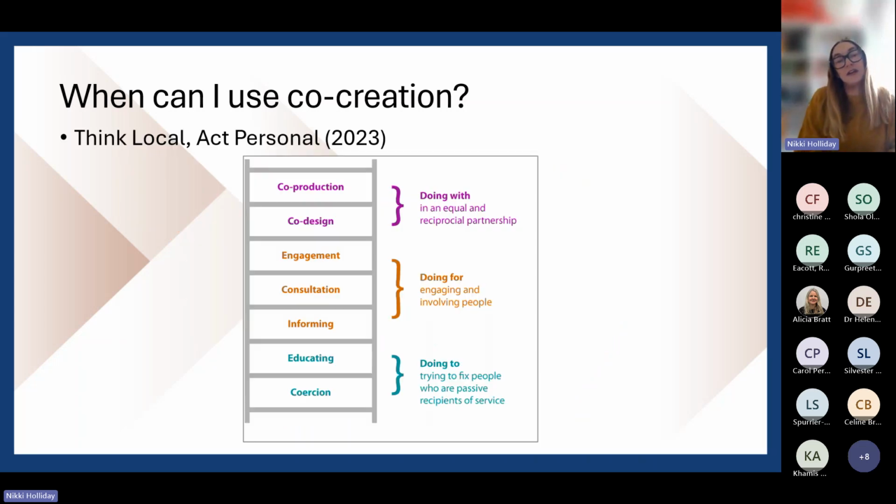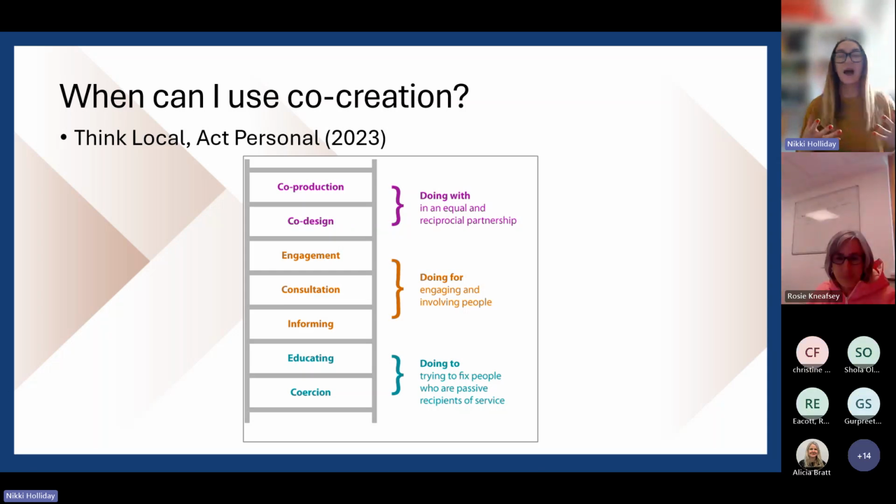And if we're looking at the ladder of engagement, this is a way of thinking about how we engage people in our research. There are different levels in terms of how we can do this. So right at the bottom, we've got educating people and coercing people to take part in our research. Hopefully nobody is doing the bottom rung, but this is when we're doing things to people and people are just passive recipients of a healthcare service or a research project, and they're not having any meaningful engagement in what we're doing and how it might affect them.